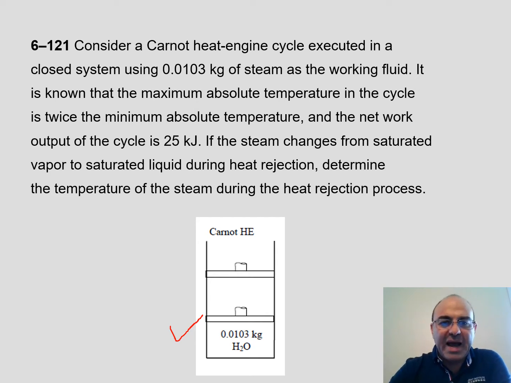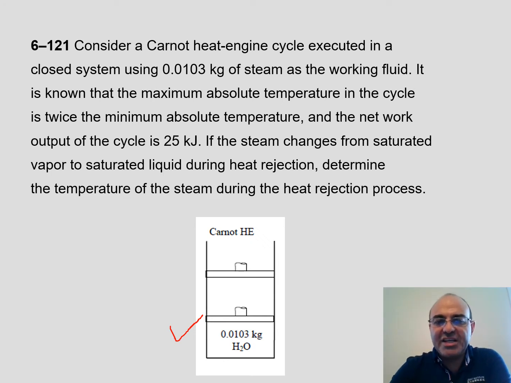So it is known that the maximum absolute temperature in this theoretical cycle is twice the minimum absolute temperature. So what does it mean? It means that TH, which is the maximum temperature, is twice TL, the minimum temperature, both in Kelvin. And the net work output of the cycle is 25 kilojoules. So it receives heat, generates work. The work output is 25 kilojoules.